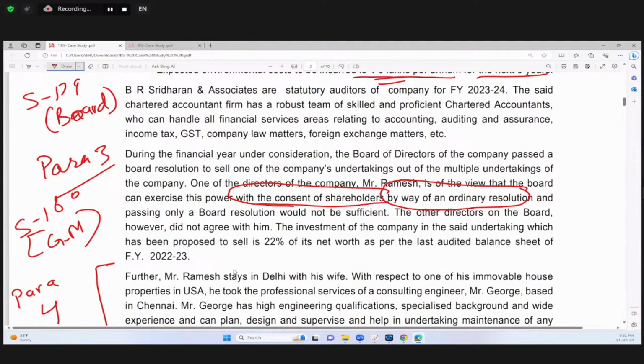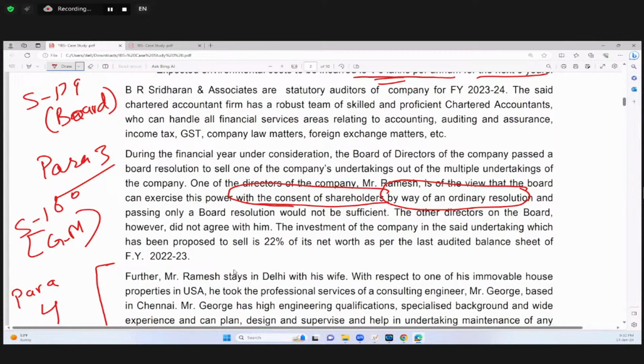The first power for which we have to take approval of the general meeting is to sell, lease or otherwise dispose of the whole or substantially the whole of the undertaking of the company. Here the question also talks about selling one of the undertakings. If we look at Section 180, sub-section 1, clause A, it mentions directly that for selling, leasing or otherwise disposing of the undertaking of the company, the board of directors have to pass a special resolution. Not on its own, they have to pass the special resolution.